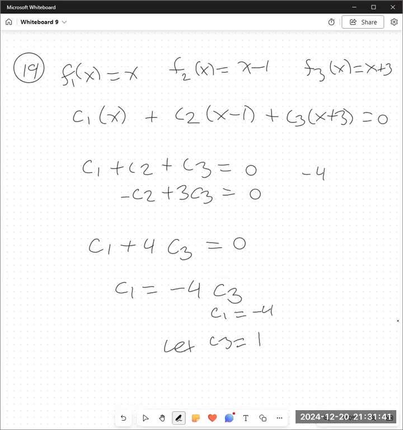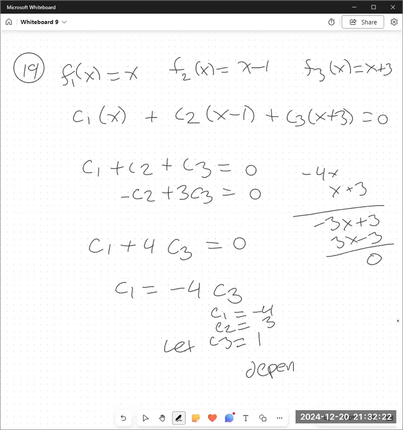So we have -4x. And then we have C3 is 1. We have x plus 3. So that's going to be a negative 3x plus 3. If we have C2 is equal to 3, then we get 3x minus 3, and they're not all 0. Any of them could be 0, but in this case, none of them are 0, but they're not all 0, so these are dependent as well.